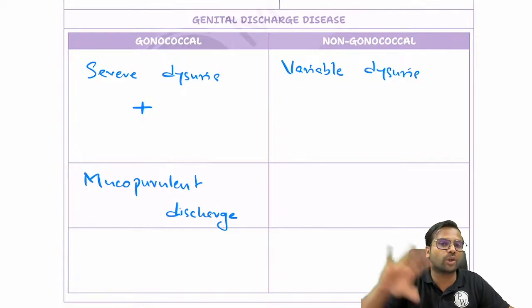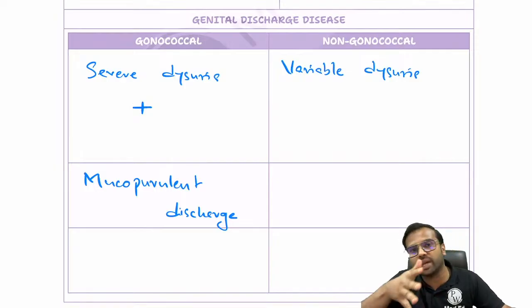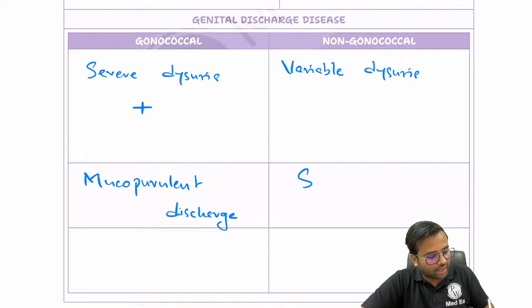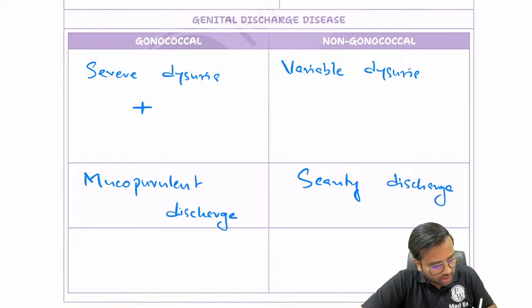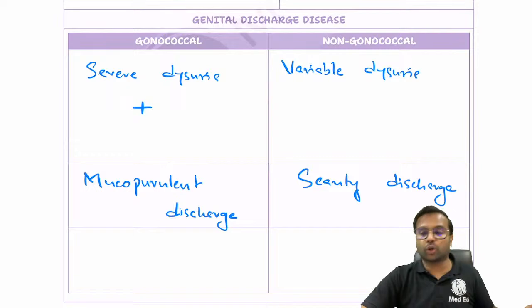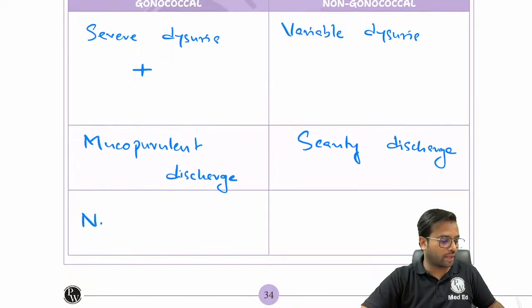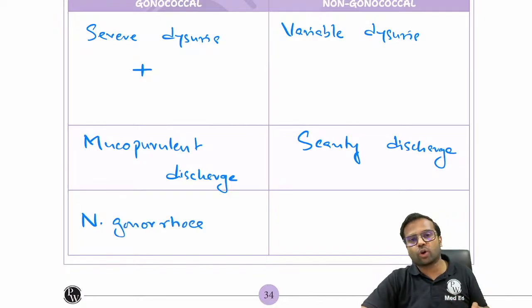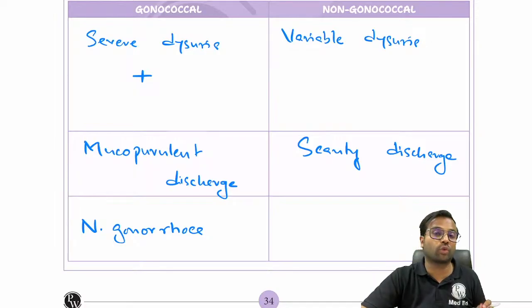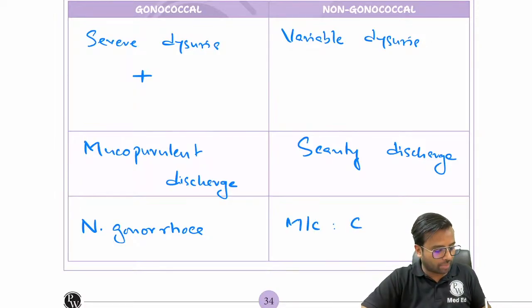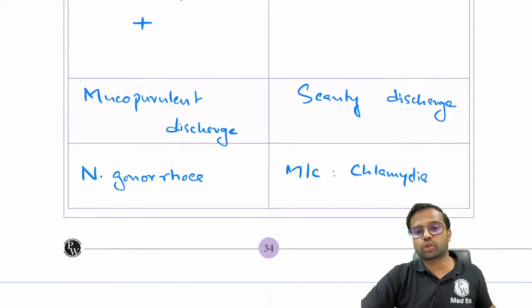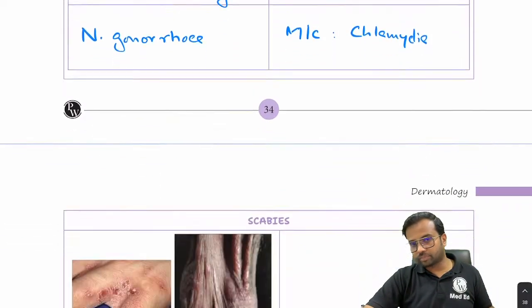Whereas how do you diagnose a non-gonococcal? When the patient says some variable dysuria along with a scanty discharge, that is when you can suspect a non-gonococcal. As the name says, gonococcal means you can think about Neisseria gonorrhea, whereas non-gonococcal can be caused by various organisms, out of which the most common should be chlamydia. Isn't it? The most common should be chlamydia.